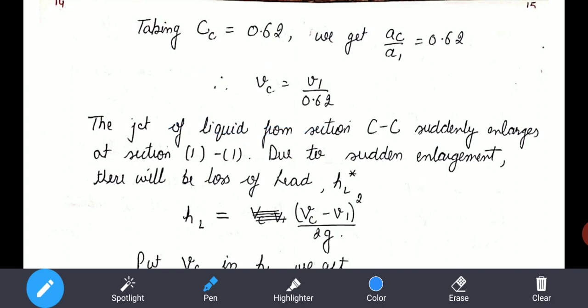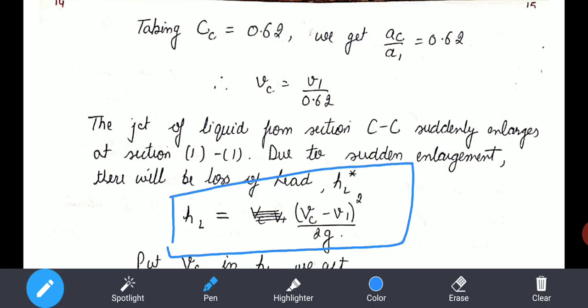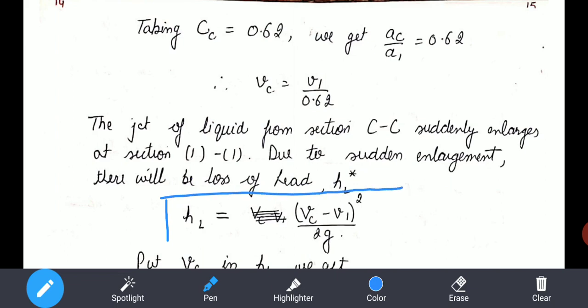So due to sudden enlargement there is some loss, which is HL equal to (VC minus V1) whole square upon 2g. Now all of you may be noticing where this formula comes from; we will discuss it later. For now you just have to remember this formula. This topic we will discuss under flow through pipes, where we will discuss various losses in pipes, which include losses due to contraction, losses due to expansion, and different losses. For now, just remember this formula, that is, head loss due to sudden enlargement is (VC minus V1) square upon 2g.